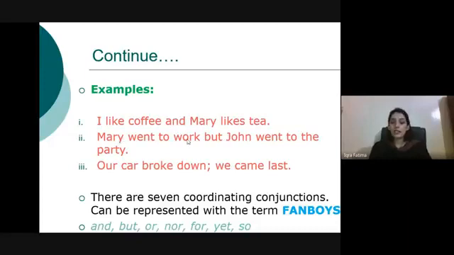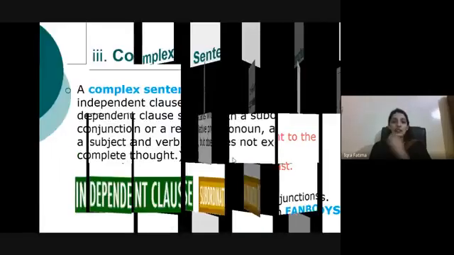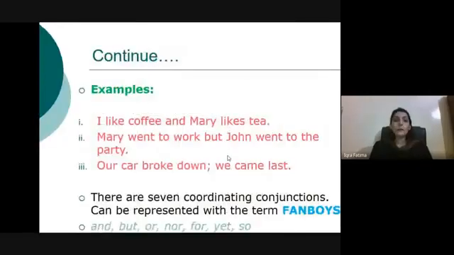Mary went to work, but John went to the party. Mary went to work, independent clause. John went to the party, independent clause. And these are joined by but, that is a coordinating conjunction.